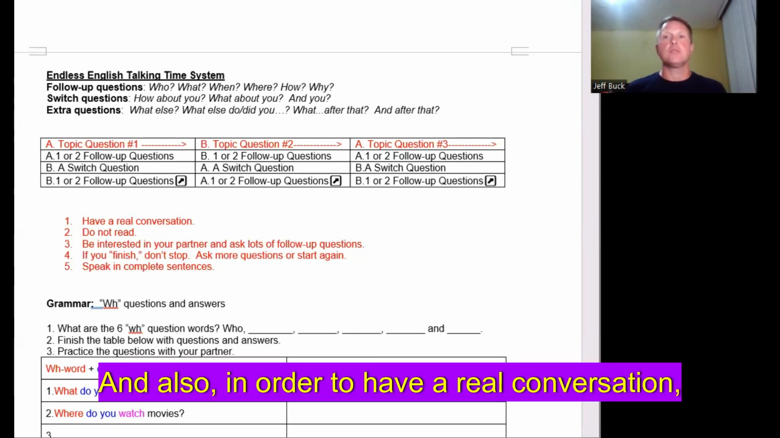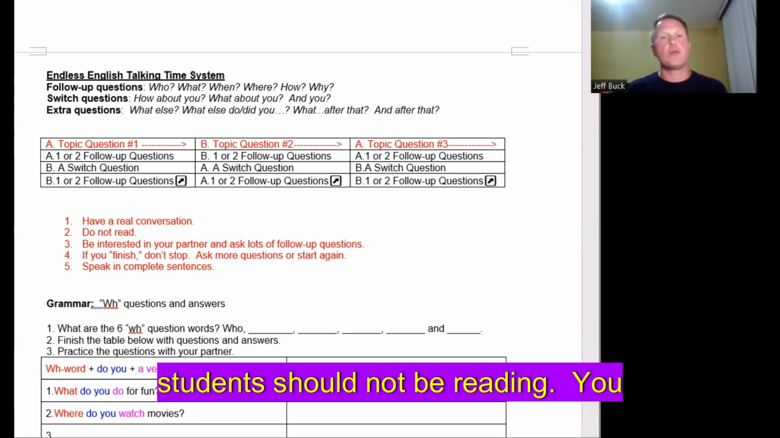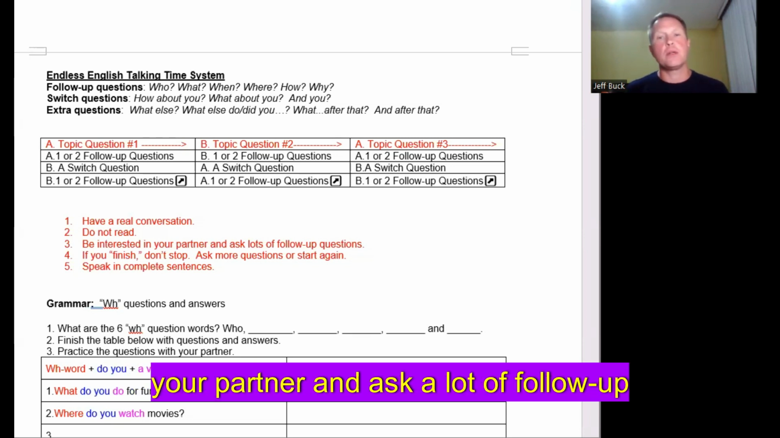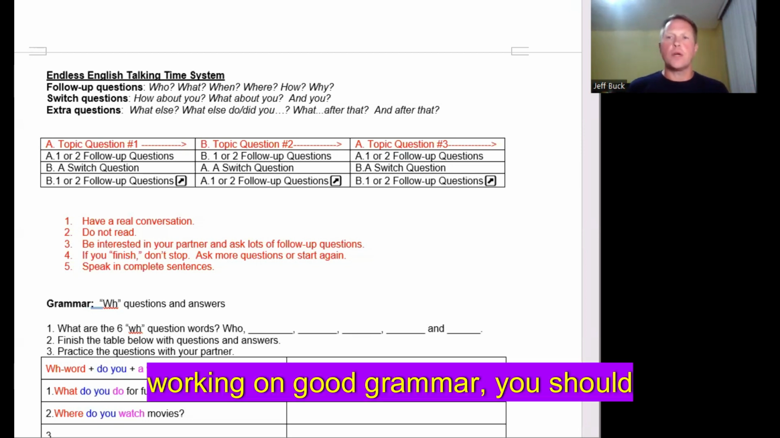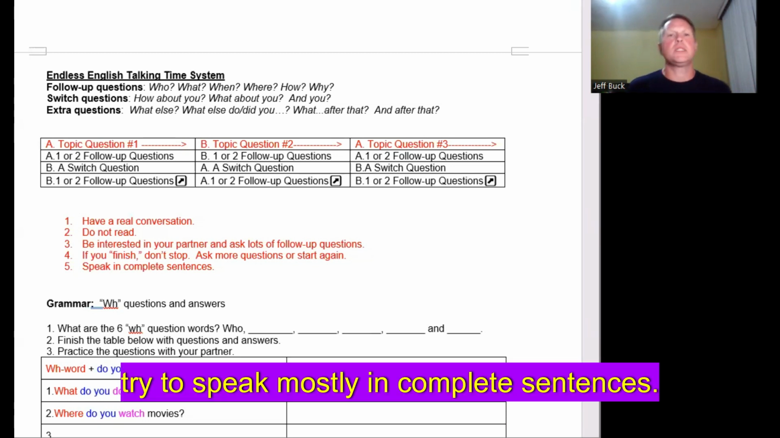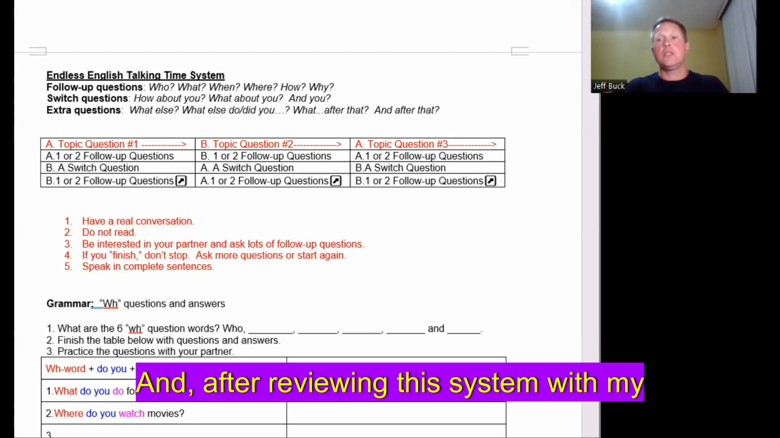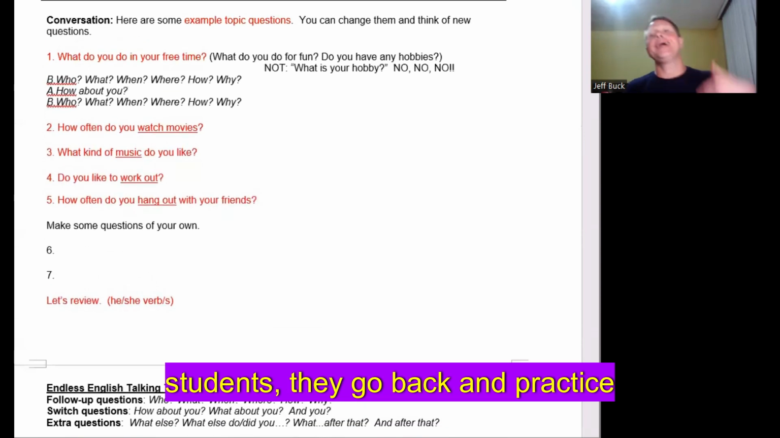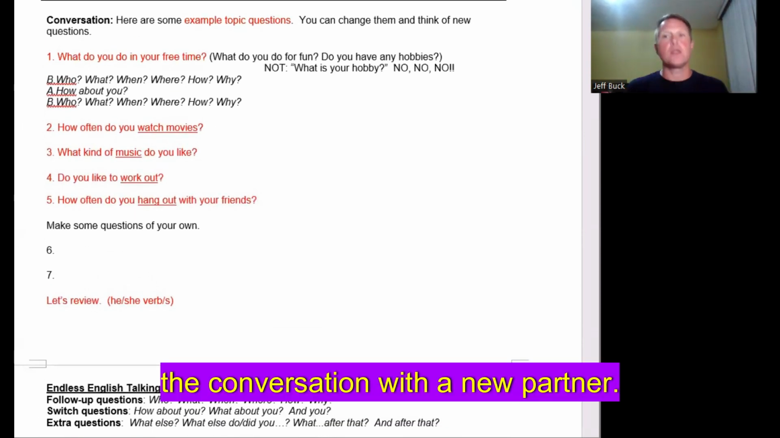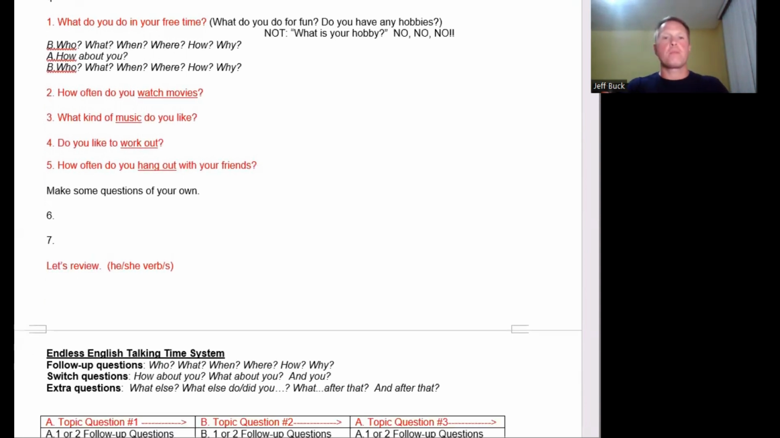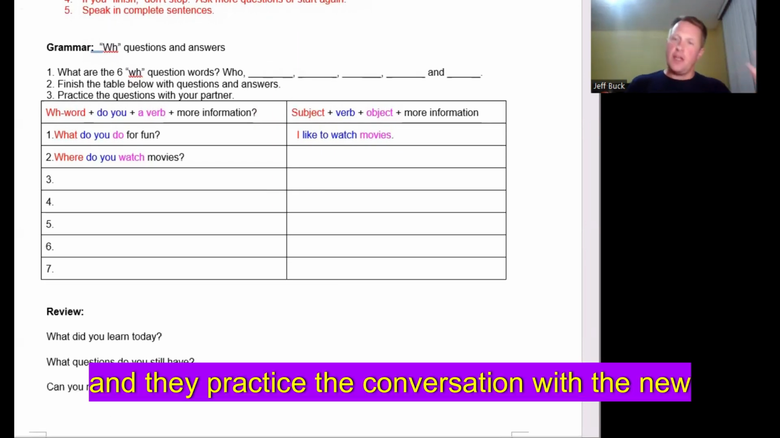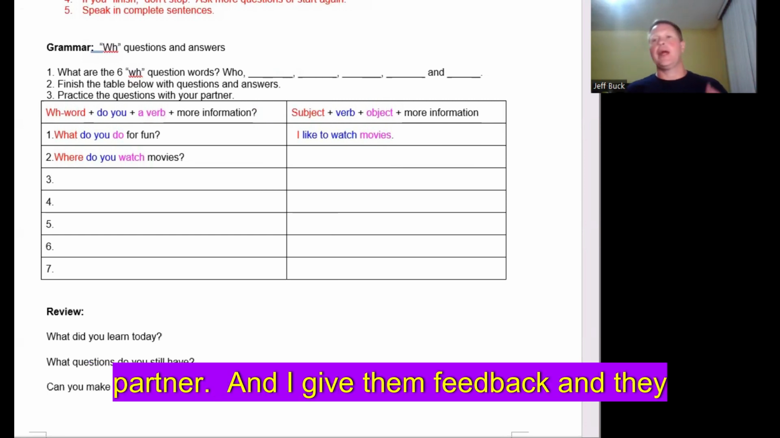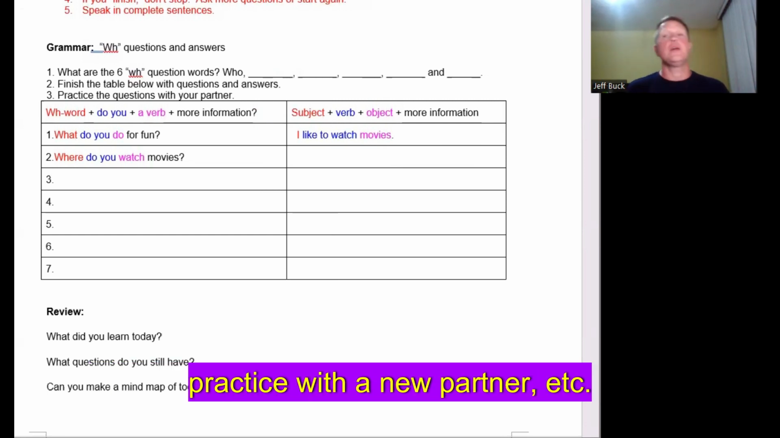This is the foundation for a simple, effective conversation. And also, in order to have a real conversation, students should not be reading. You shouldn't read. You should be interested in your partner and ask a lot of follow-up questions. And for practice, working on good grammar, you should try to speak mostly in complete sentences. And after reviewing this system with my students, they go back and practice the conversation with a new partner. Okay. And then we go over the grammar and they practice the conversation with a new partner, and I give them feedback and they practice with a new partner, etc.